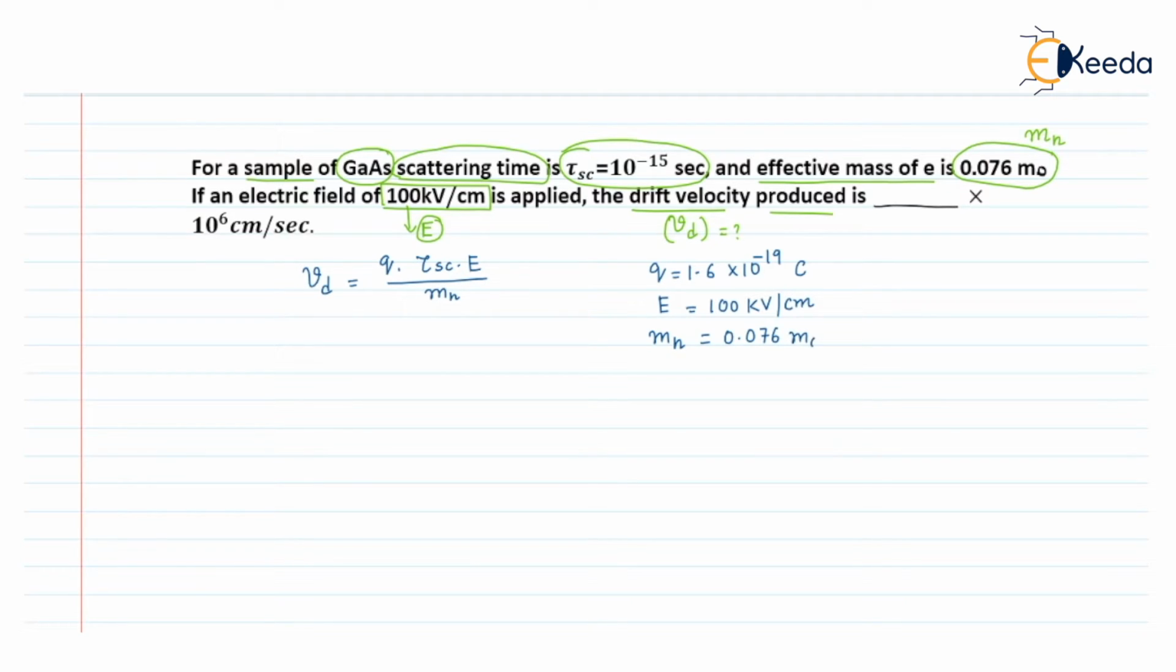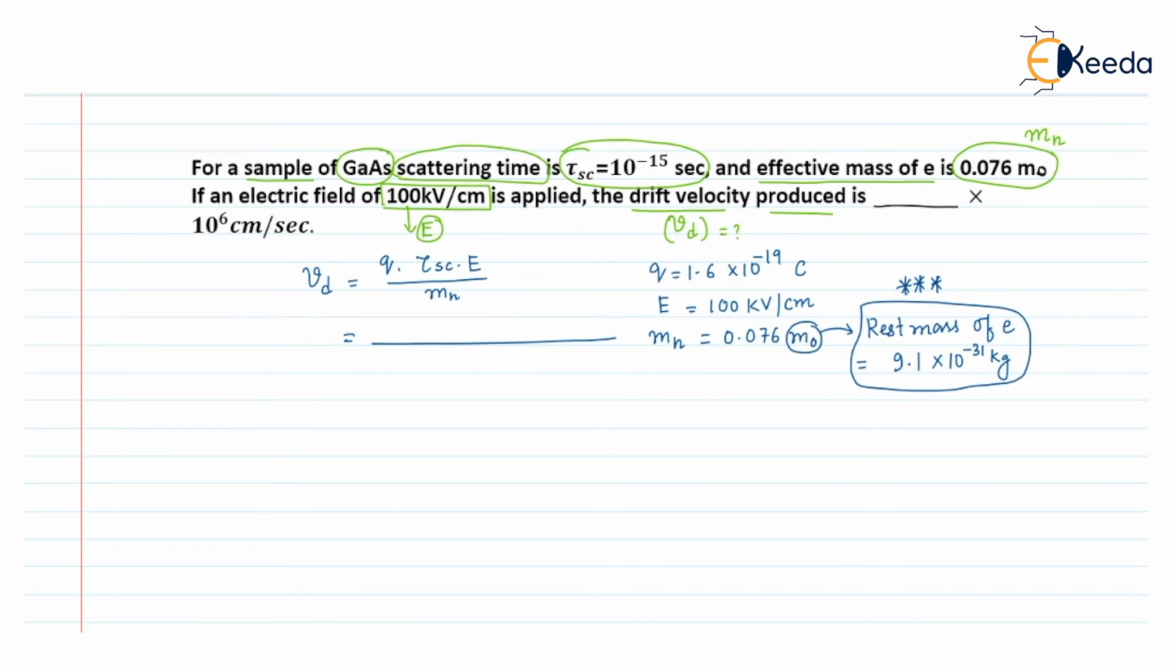0.076 into m0, where this m0 value is the rest mass of the electron, and it is a constant value. The rest mass of the electron, we know that it is 9.1 into 10 to the power minus 31 kg. So this rest mass of the electron will be provided in the question. This data will be provided in the question. So if I put all the data, then I can find.